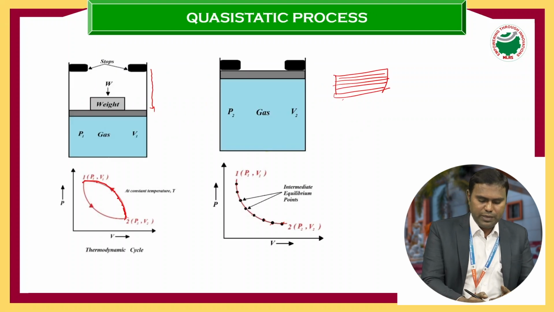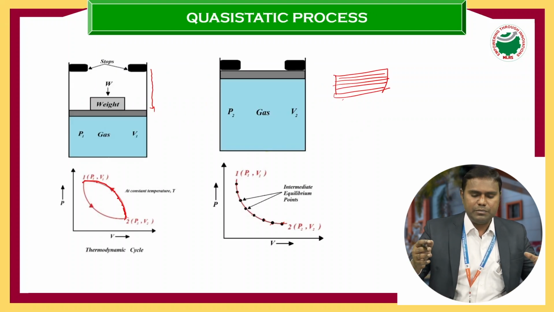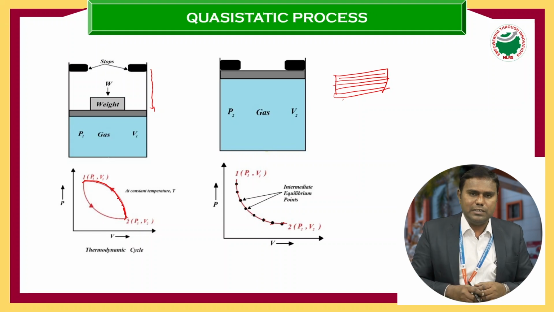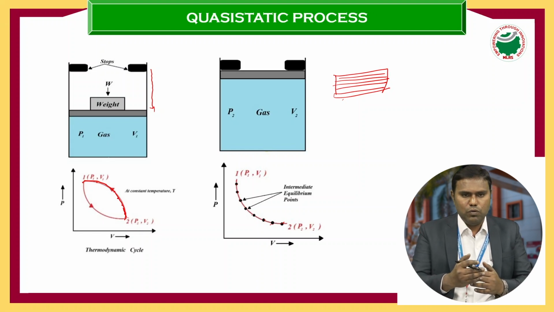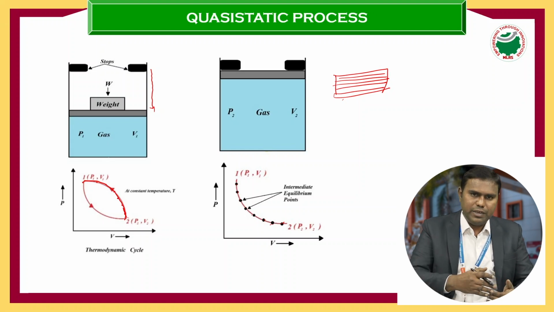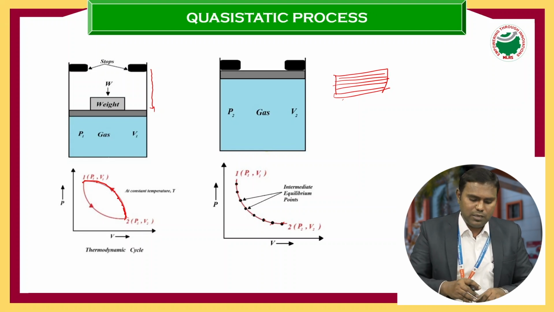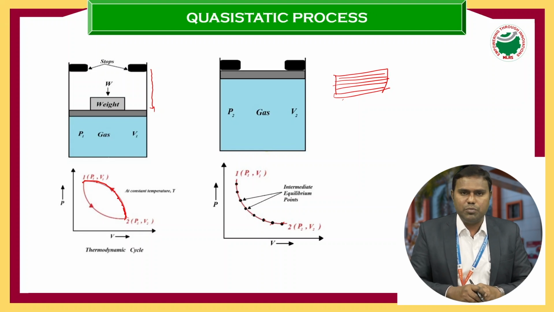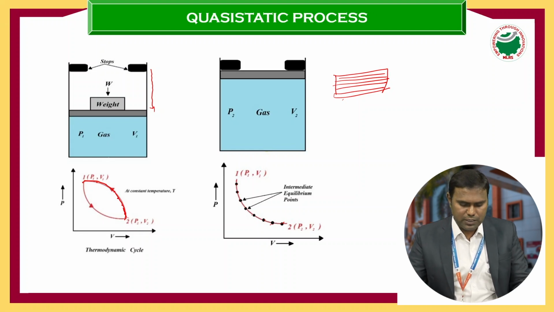If I remove the weight suddenly, then there will be an unbalanced force acting on your system, and that is not a quasi-static process. If I remove the weights slowly one by one, then the piston moves slowly, and it will maintain the uniform properties, then that is called a quasi-static process. If I put the weights on the piston slowly one by one, then it will maintain the constant properties, and this is also called a quasi-static process. Otherwise it is not a quasi-static process.